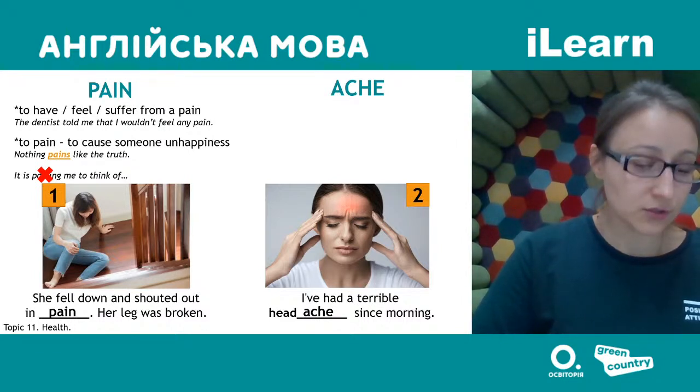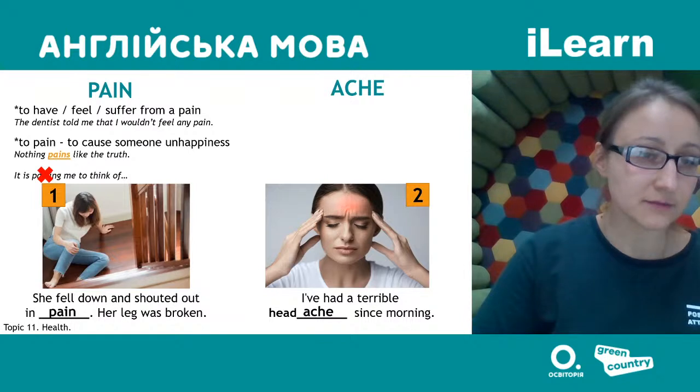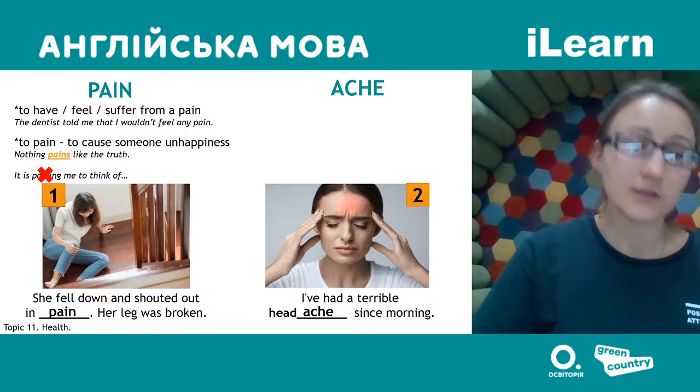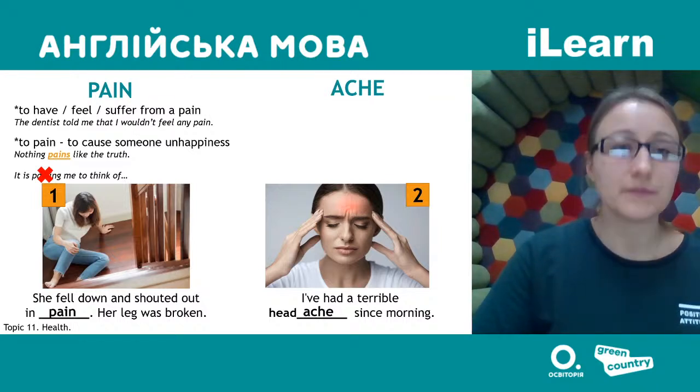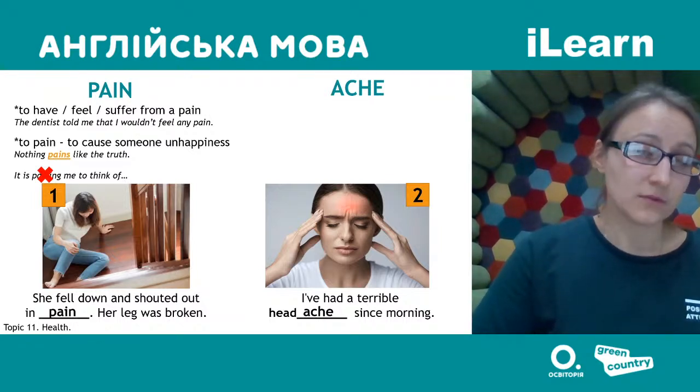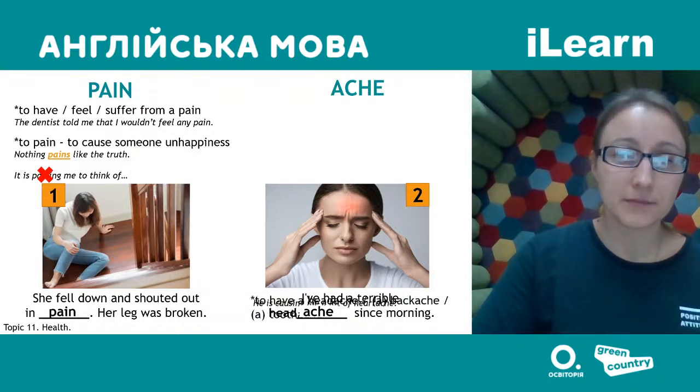Воно не може використовуватись в continuous, да? Або progressive. So, it pains, not it is paining. Да, воно навіть так і не звучить. But usually it is used as a noun. Але зачасту це використовується тільки як іменник.